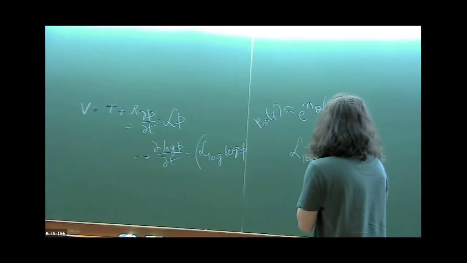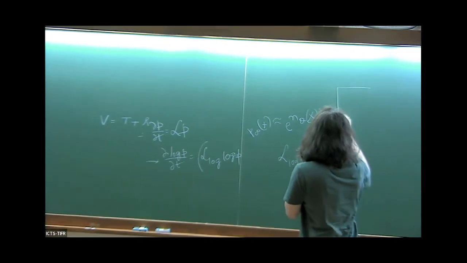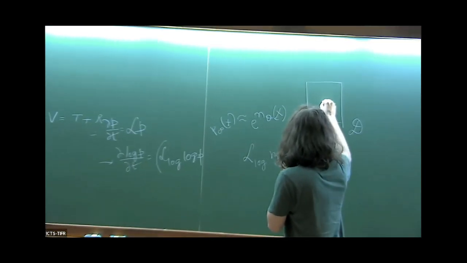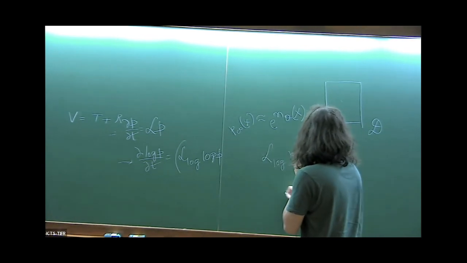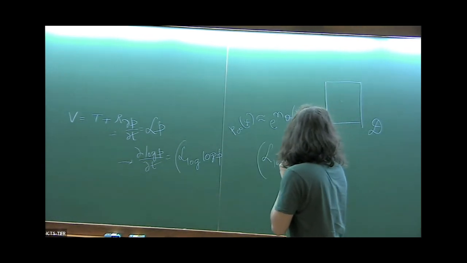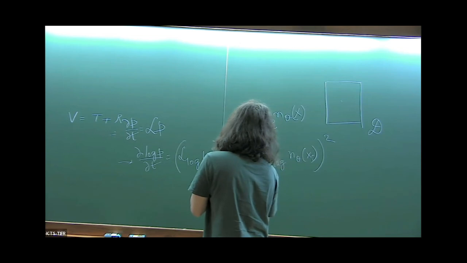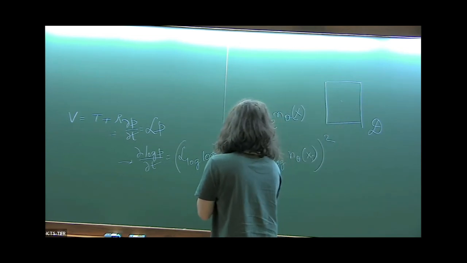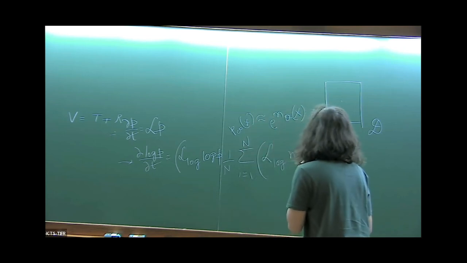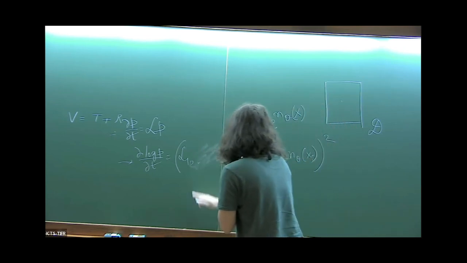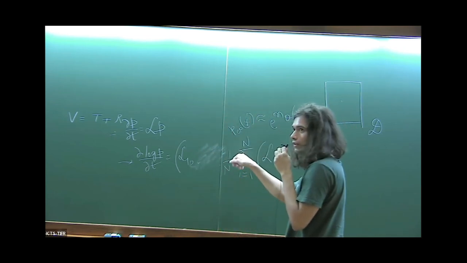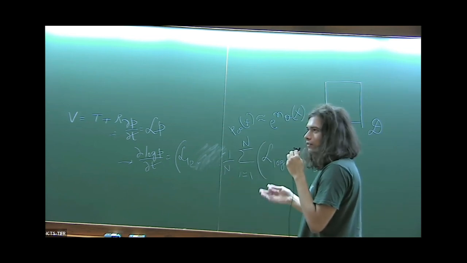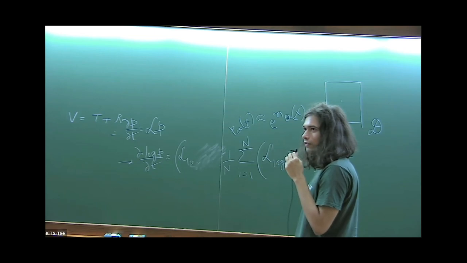Suppose you're solving this problem on a domain D. You sample your xi's from this domain, plug them in, compute this object, square it, and then sum over the domain points, maybe N points. Then you calculate the derivative of this object with respect to theta and do gradient descent on it. The optimal theta will give you the solution. Got it, thank you.